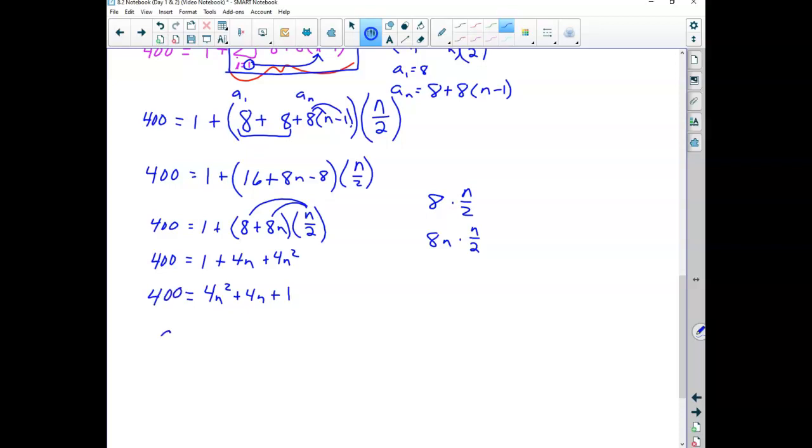And remember, when we set our quadratics equal to 0, we can use the quadratic formula, or we can try to factor it. I'm thinking this might factor. It's looking kind of beastly, but I'm going to take the shortcut, and I'm going to graph this in Desmos.